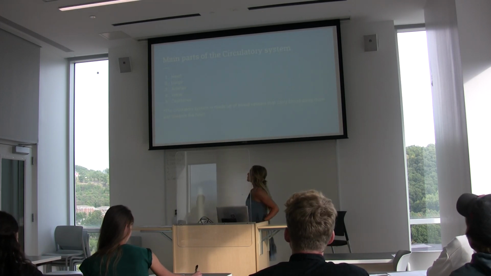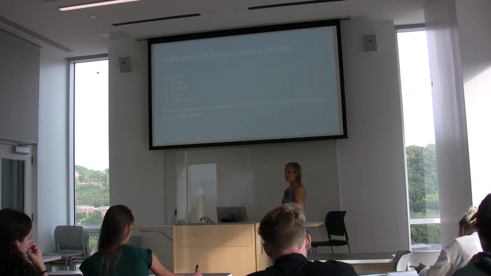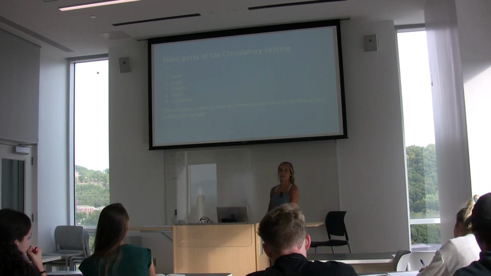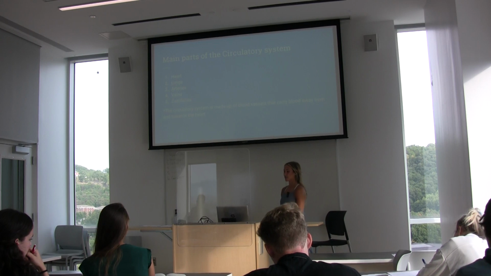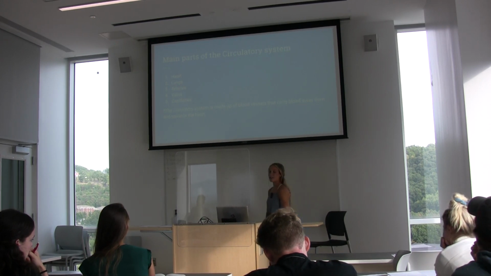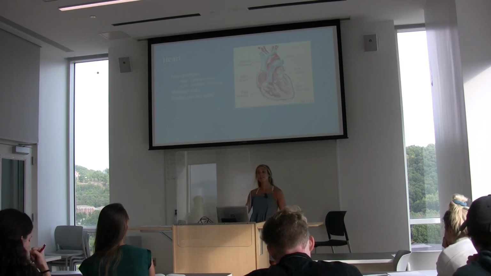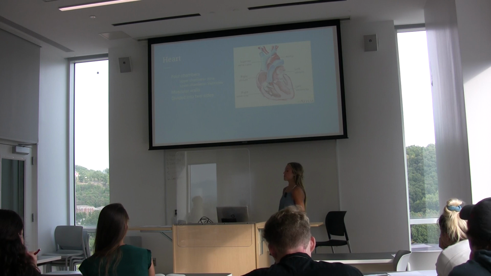Okay, these are the main components of the circulatory system. So we have the heart, the lungs, the arteries, the veins, and the capillaries. The circulatory system is made up of blood vessels that carry blood away and towards the heart. Okay, so now we're going to take a look at those components a little bit closer.